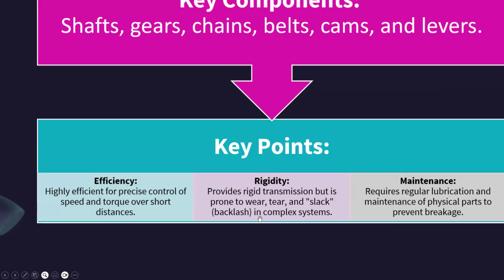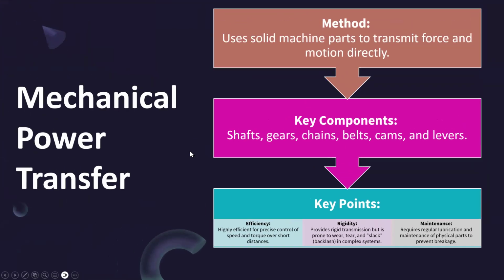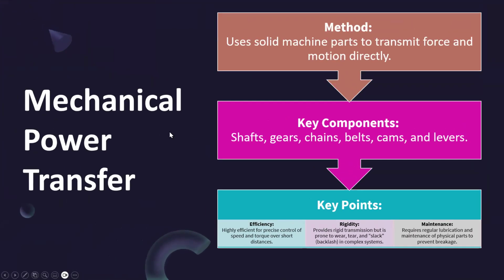Rigidity provides rigid transmission, but it's prone to wear and tear and slack. Here's backlash. It's in complex systems. Have you ever seen inside of a Swiss watch? Well, me neither, but I know someone who did, and he told me a thing or two. Okay, it's complex. Maintenance requires regular lubrication, maintenance, and replacement of physical parts to prevent breakage. All right, so this is mechanical power transfer.